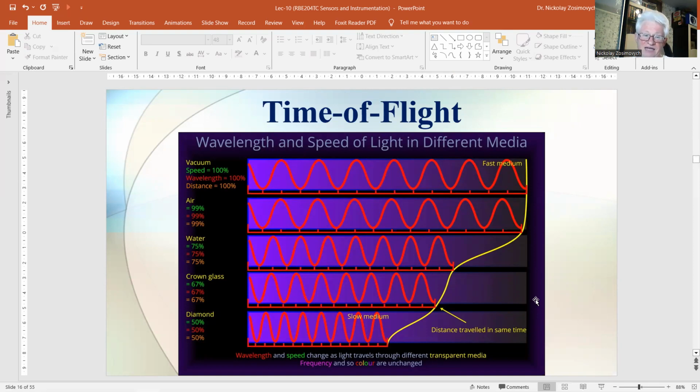so the time t for covering a certain distance x is proportional to that distance: t equals x over v. The TOF method is based on measuring the time interval between the emission of a light pulse and the arrival time of the reflected pulse. The speed of light is high. It's about 300,000 kilometers per second in air.